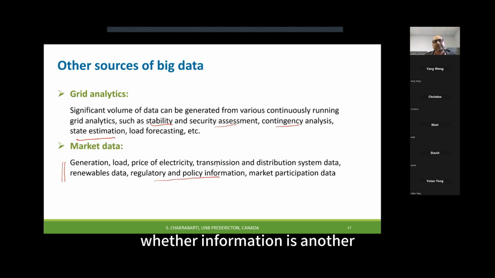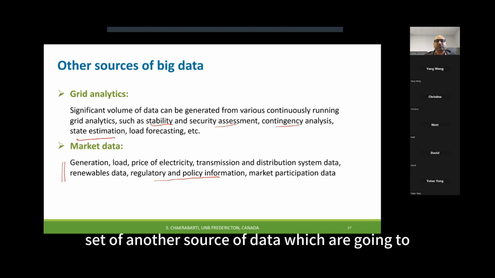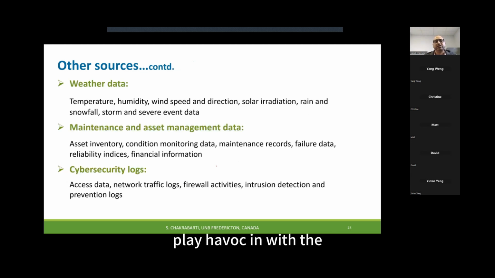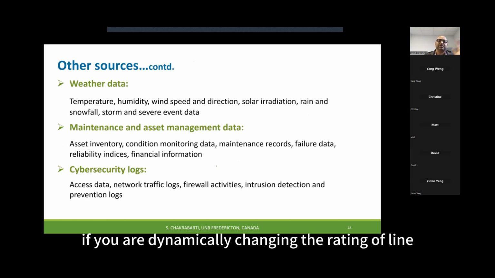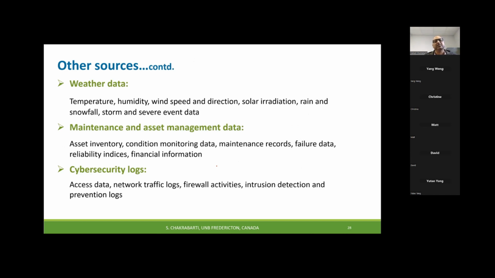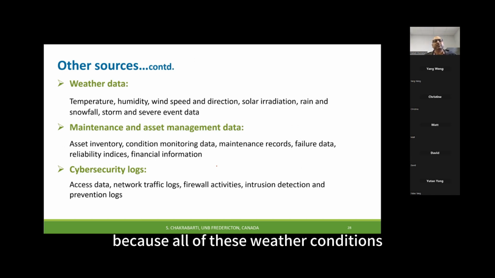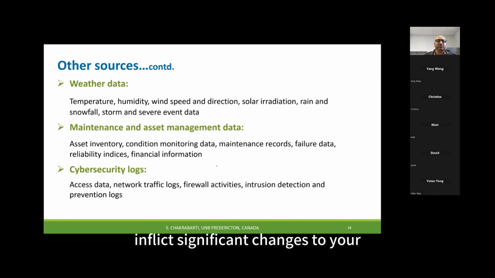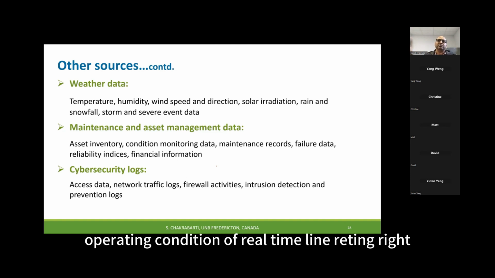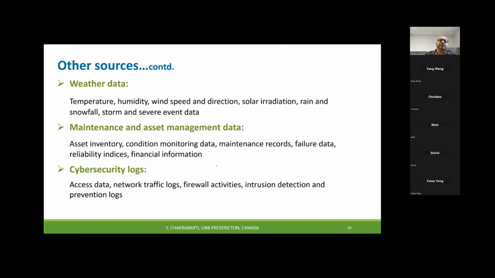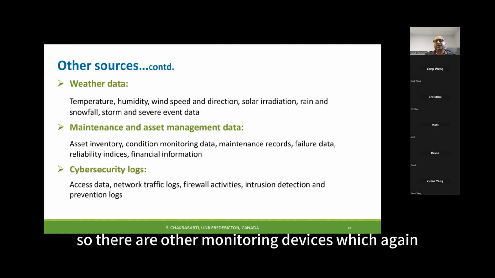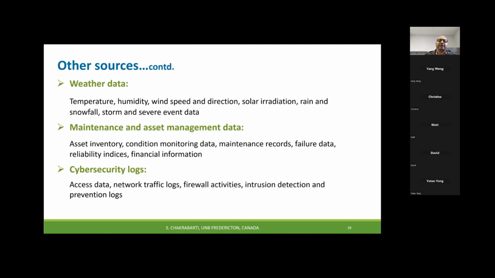Weather information is another source of data which is going to play havoc with the big data scenario. For example, if you are dynamically changing the rating, dynamic line rating, almost in real time, you have to keep track of your weather data, because all of these weather conditions inflict significant changes to your operating condition or real-time line rating, right? So there are weather monitoring devices which, again, keep on sending data.